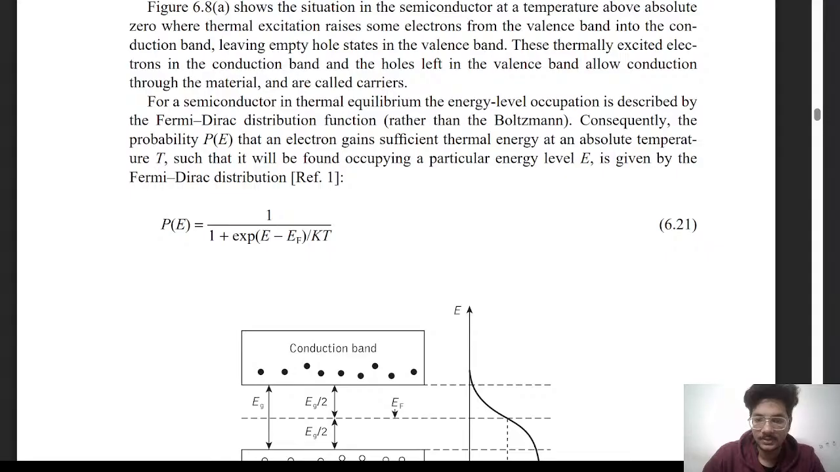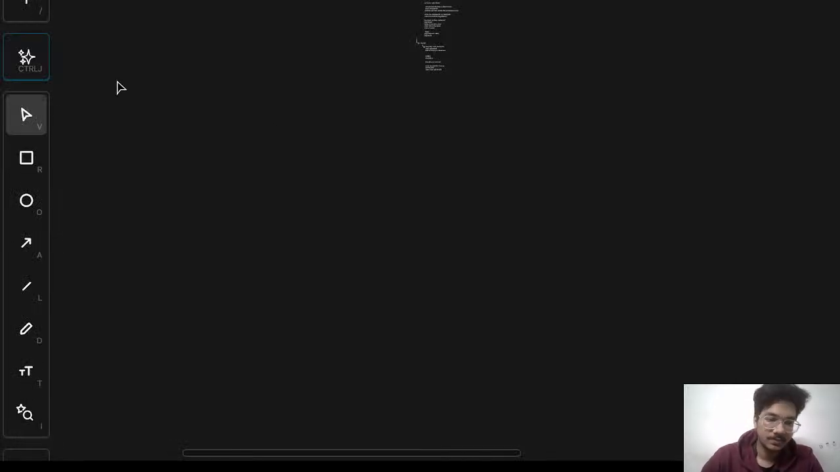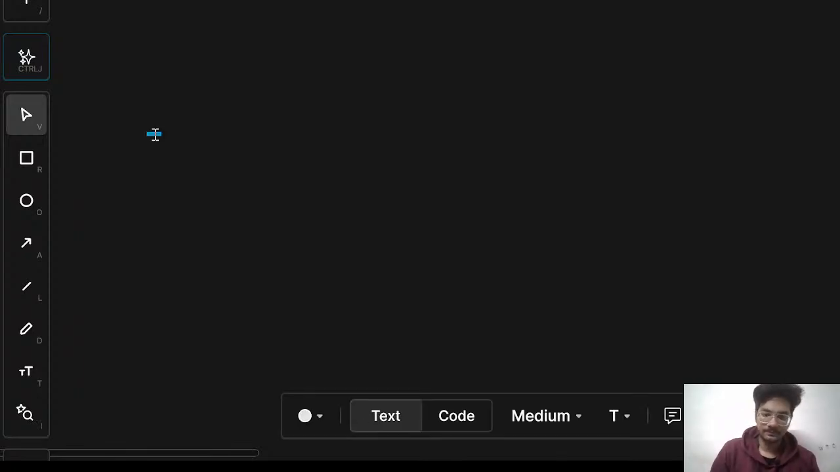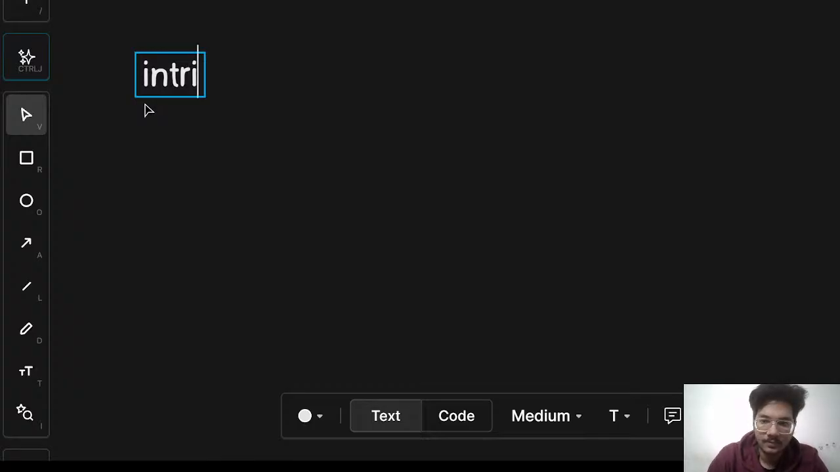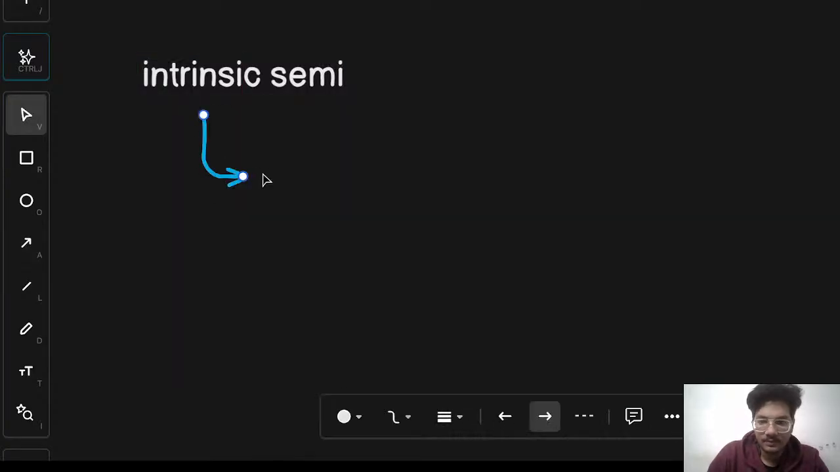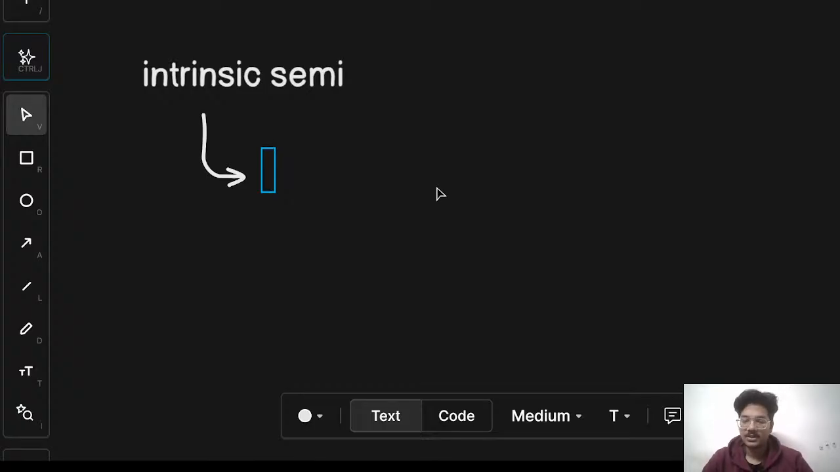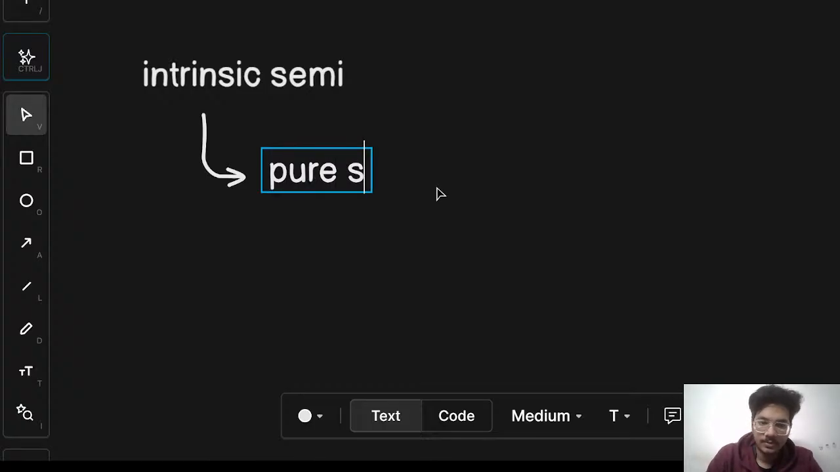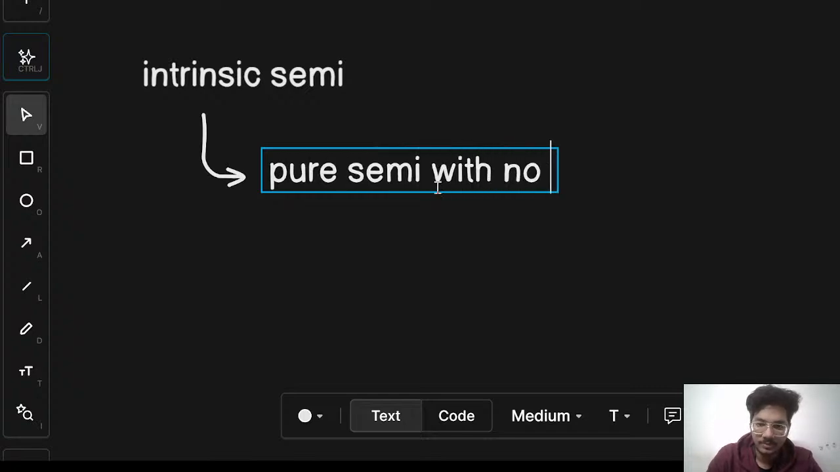So what are we actually trying to say? In an intrinsic semiconductor, it is a perfect semiconductor like pure silicon with no impurities, and that is called intrinsic.